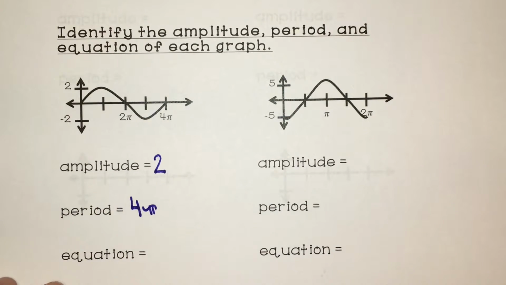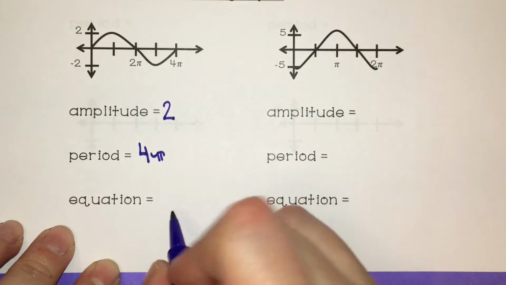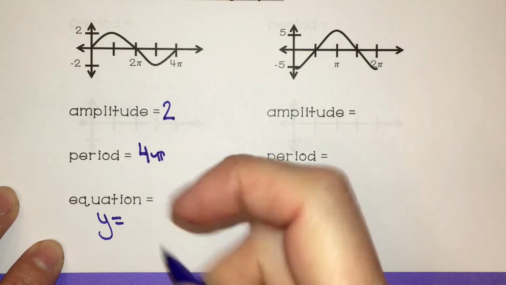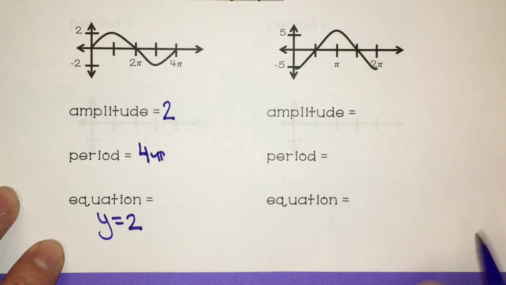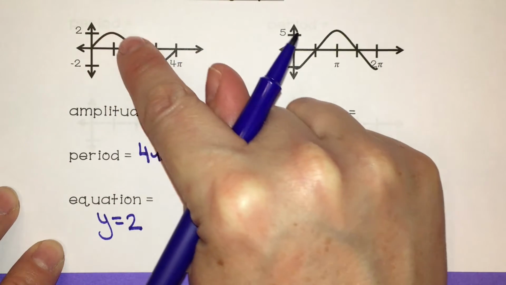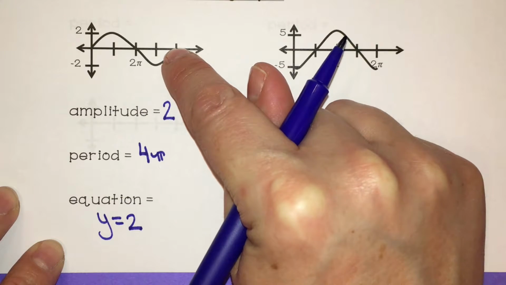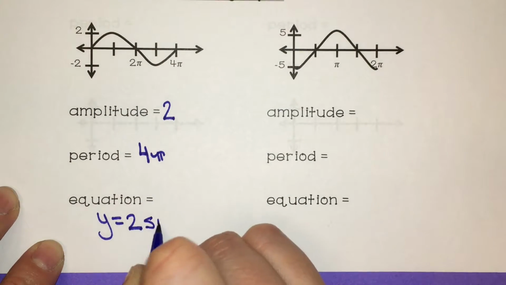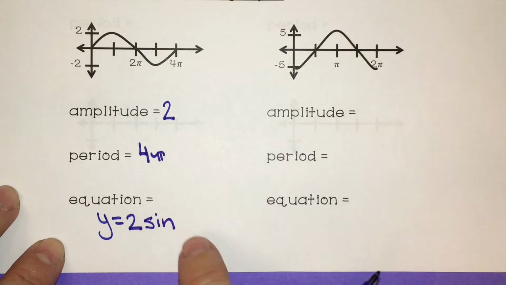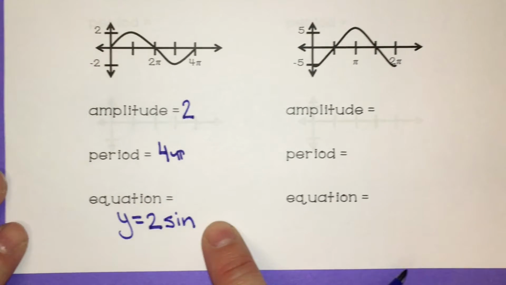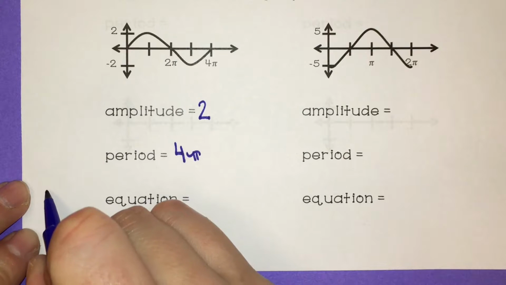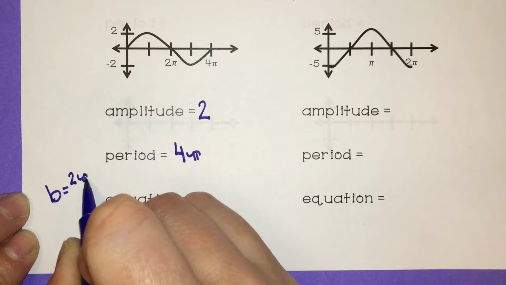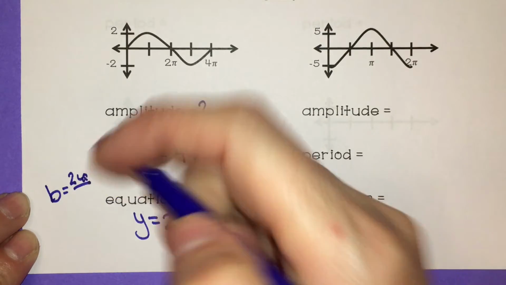All right, so now we have to write the equation. My equation is y equals the amplitude times, I know that this cycle is a sine cycle. So I know it's sine. Okay, but I need to find what b is. To find what b is equal to, it's always 2 pi over the period, which is 4 pi.